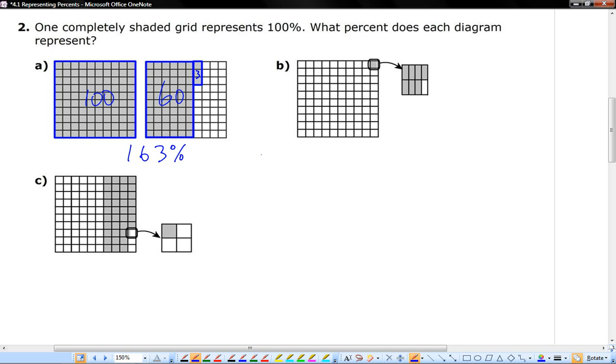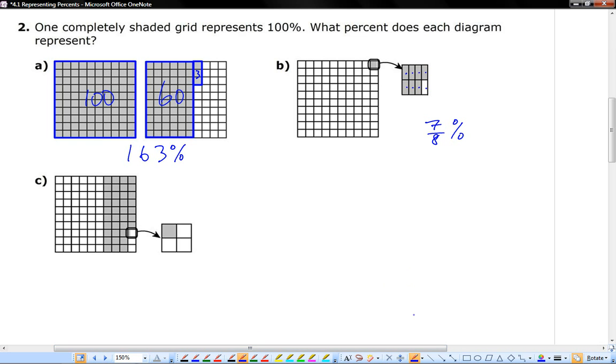In part B, you can see that it's only a part of one square that's filled in, and because it's a little bit hard to tell exactly how much of that is shaded in, what they've done is they've drawn a little arrow, they've enlarged that one square so that you can see all 1, 2, 3, 4, 5, 6, 7, 8 parts. And of the 8 parts, you can see that 7 out of 8 of them are shaded in. That means that this is 7/8 of a percent.